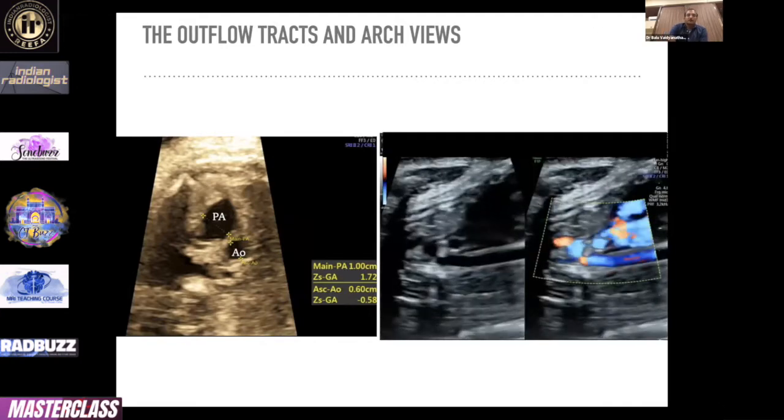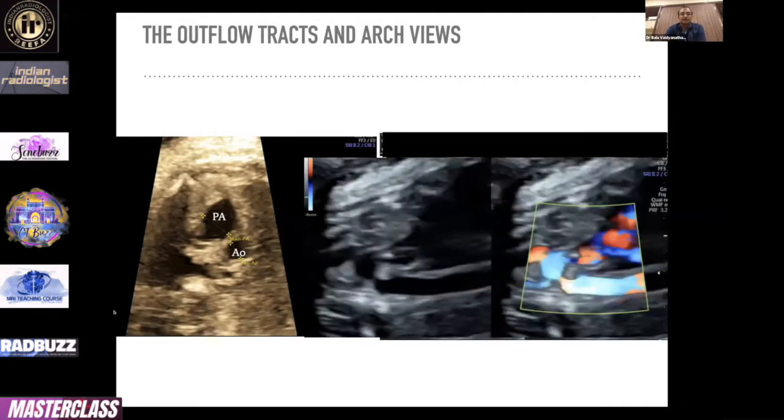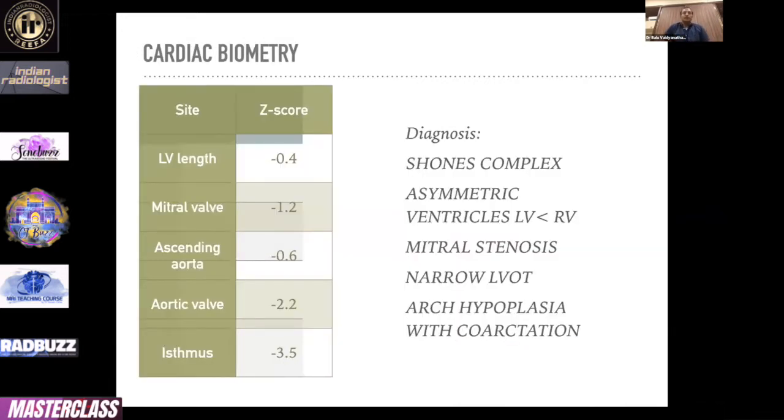And finally, the aortic arch, there is a clear shelf, which you can see here. So what did we find here? There is mitral valve abnormality, a smallish LV, small LVOT, coarctation, and this group of conditions together is what we call Shone's complex. It's a phrase which the cardiologists use.